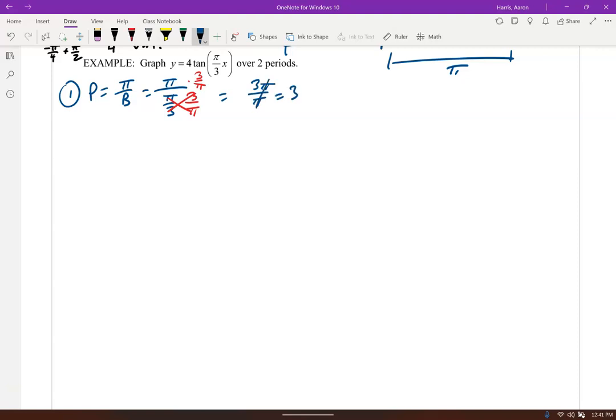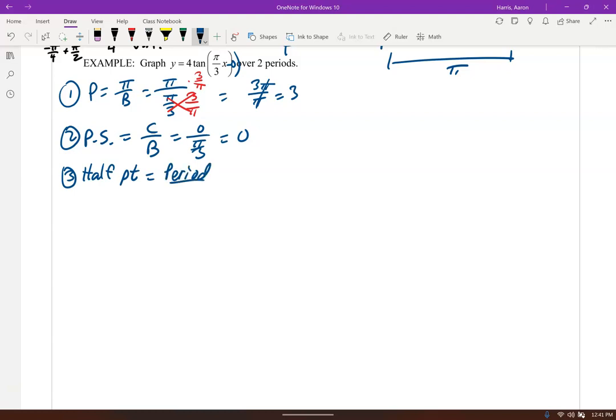There's our period. Our phase shift is c over b. So imagine a minus 0 in there. So our c is 0 over pi thirds, which is just 0. And then our half point, which will help us with the increments, is the period just cut in half. Well, our period here is 3, so the half point is 3 over 2.